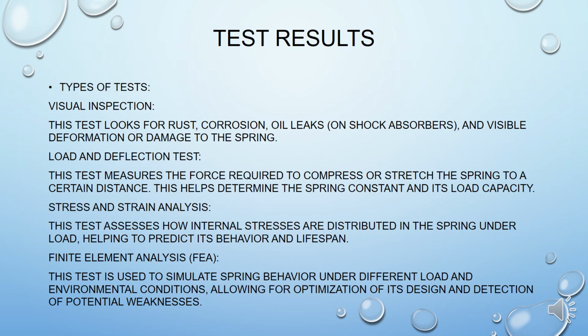Test results. Type of test: visual inspection. This test looks for rust, corrosion, oil leaks, and visual deformation or damage to the spring. Load and deflection test. This test measures the force required to compress or stretch the spring to a certain distance. This helps determine the spring constant and its load capacity.